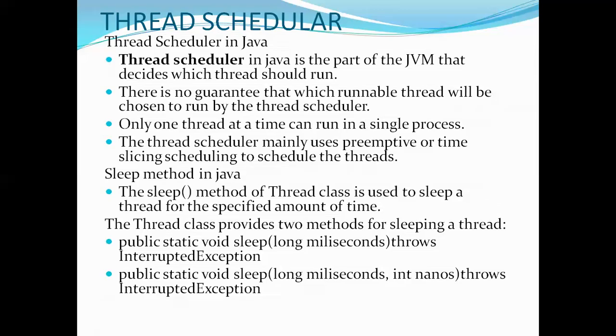The sleep method of the Thread class is used to sleep a thread for a specified amount of time. The sleep method makes the thread sleep. The Thread class provides two methods for sleeping a thread, that is public static void sleep throws InterruptedException, and public static void sleep. These are the two methods.